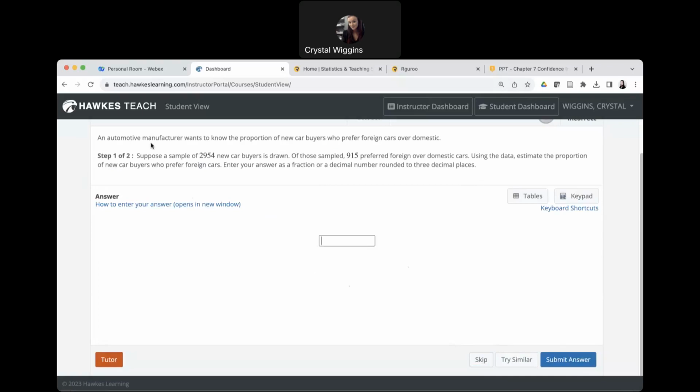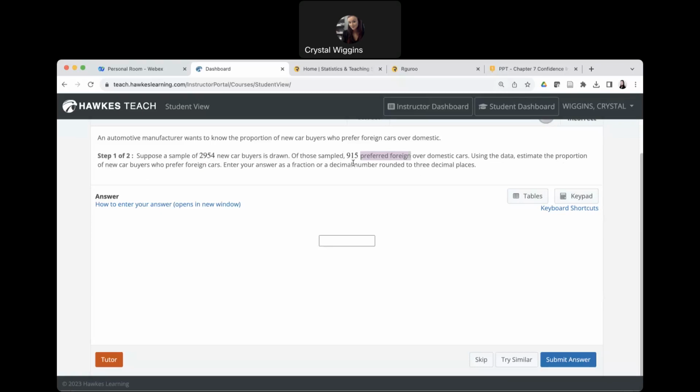Okay, so in this one, we have an automotive manufacturer who wants to know the proportion of new car buyers who prefer foreign cars. Suppose we have a sample of 2,954, so that's my sample size. Out of those sampled cars, they tell us that 915 of them preferred foreign. Using the data, estimate the proportion for buyers who prefer foreign. So notice that the proportion category preferring foreign matches the count they give us this time. They're not opposite. So that means we don't have to subtract to find the count.